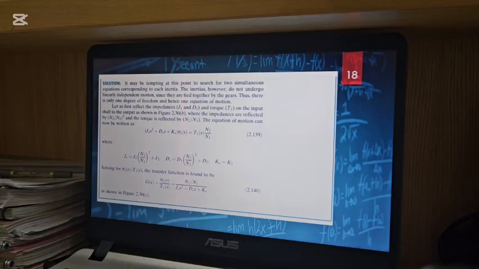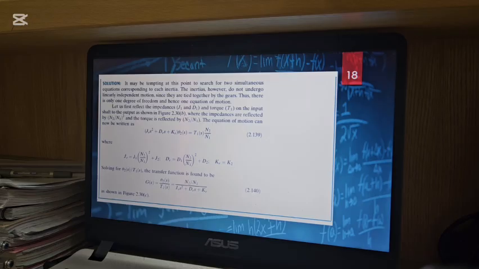It may be tempting at this point to search for two simulation equations corresponding to each inertia. The inertias, however, don't undergo linearly independent motion, since they are tied together by the gears. Thus, there is only one degree of freedom and hence one equation of motion. Let us first reflect the impedance, the inertia 1, damper 1, and torque 1 on the input shaft to the output as shown in the figure.